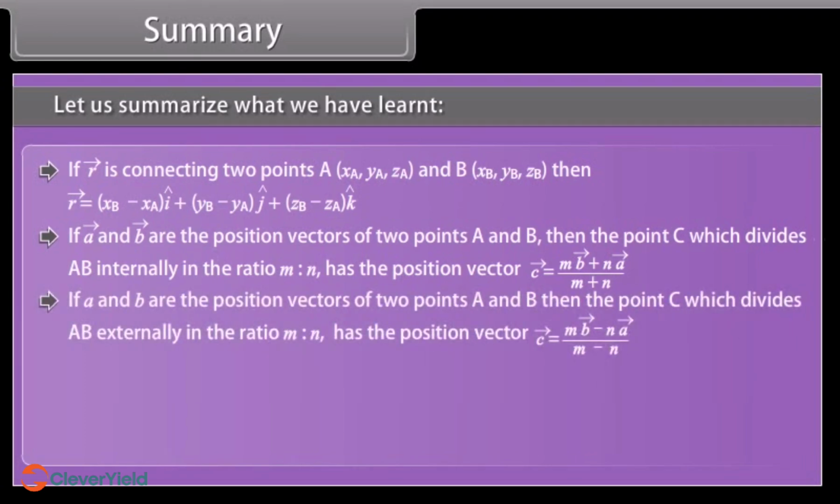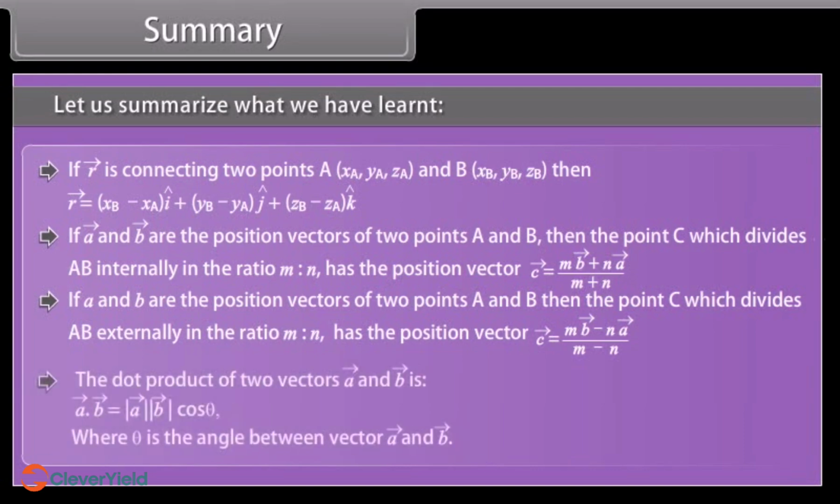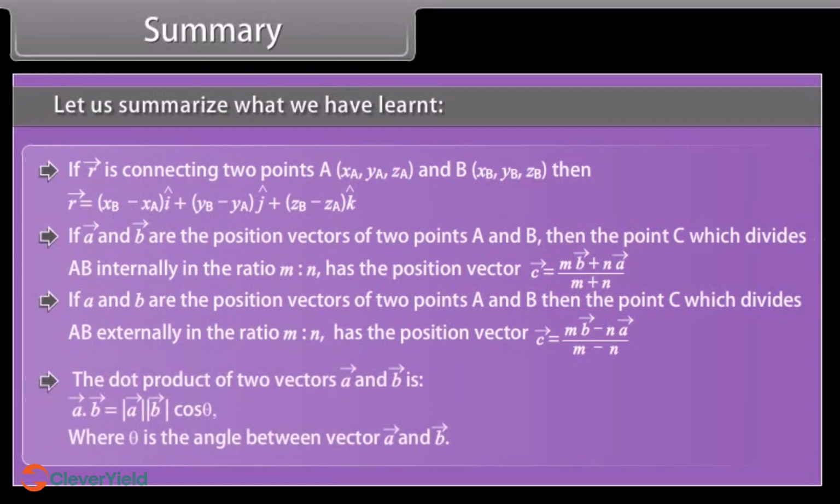If A and B are the position vectors of 2 points A and B, then the point C, which divides AB externally in the ratio m:n, has the position vector vector C equals (m into vector B minus n into vector A) by (m minus n). The dot product of two vectors A and B is the magnitude of A times the magnitude of B, multiplied by the cosine of the angle between A and B, where theta is the angle between vector A and B.